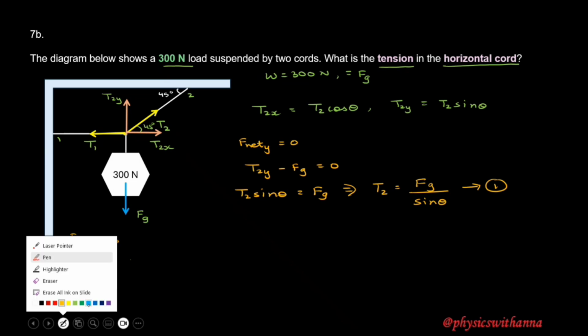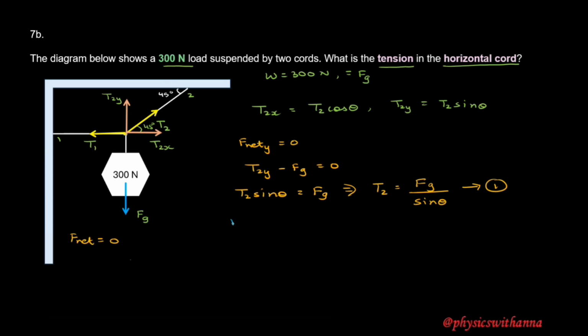Now let's do the same thing along the x-axis. We know F net along the x-axis will also be equal to 0. Again, we have two forces along the x-axis. T2x, which is going to the right, so we will take it positive. T1 is going to the left, so we will take it negative. So I write T2x minus T1 equals 0. So that gives me T1 to be equal to T2x.